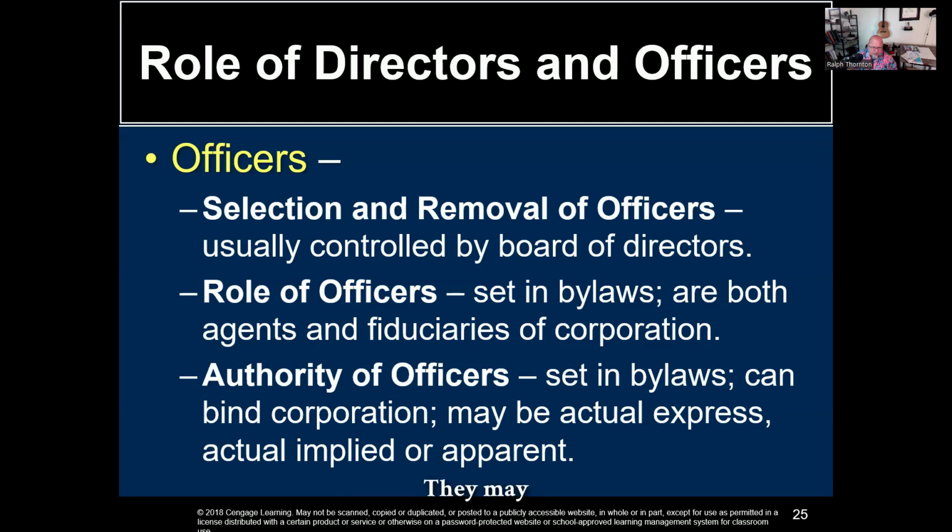They may actually have express, implied, or apparent authority with the binding. So remember, express and implied contracts and how they're set up.